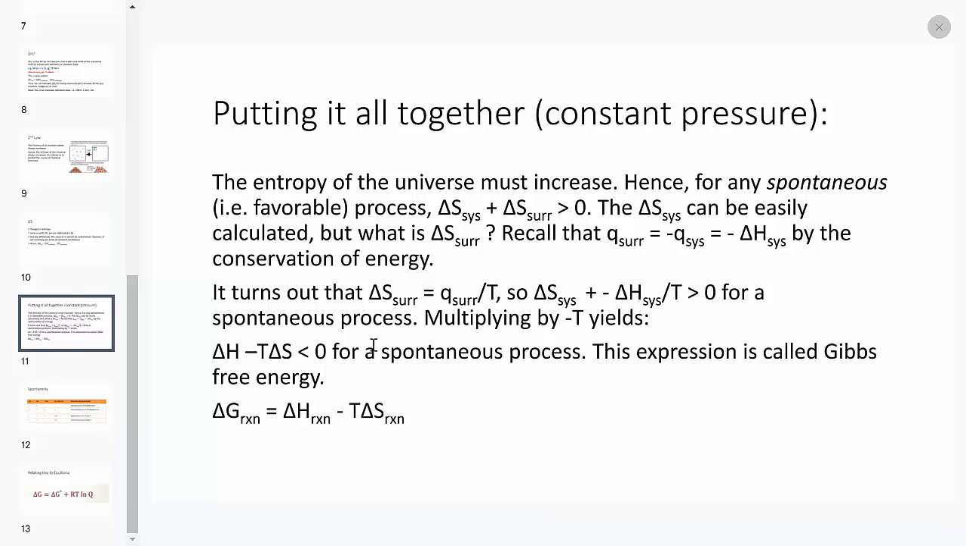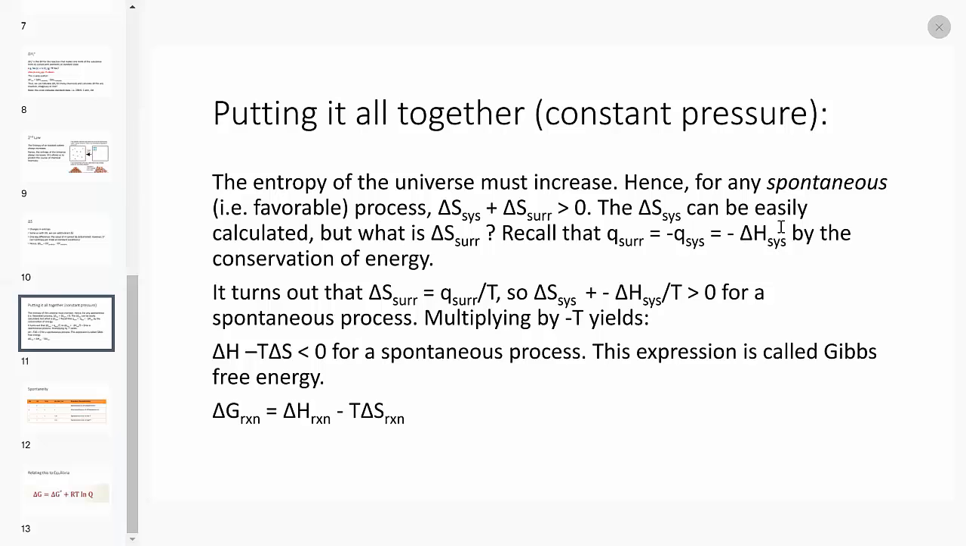The delta S of the system is just the entropy of the reaction, which we can find using a table of values. But how do we calculate delta S of the surroundings? Well, we have that Q of the surroundings equals negative delta H of the system by the conservation of energy. And it turns out that the delta S of the surroundings equals Q over T.